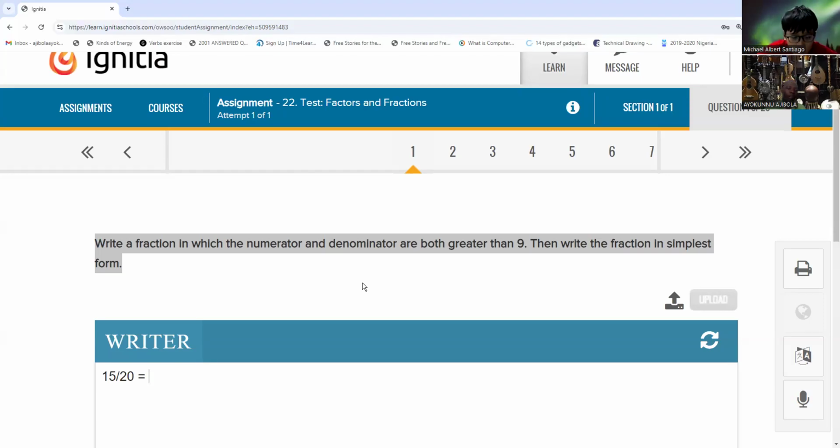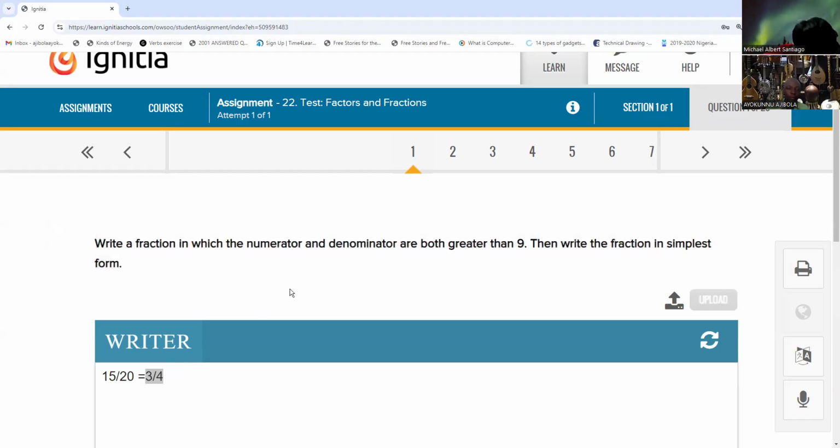What is 15 divided by 5? 15 divided by 5 is 3. What is 20 divided by 5? Oops, 20 divided by 5 is 4. So what is our answer? That is 3 over 4, right? Yes. So don't forget that.